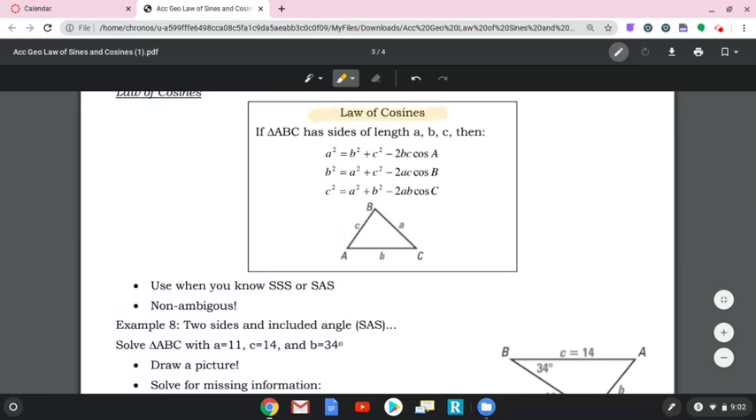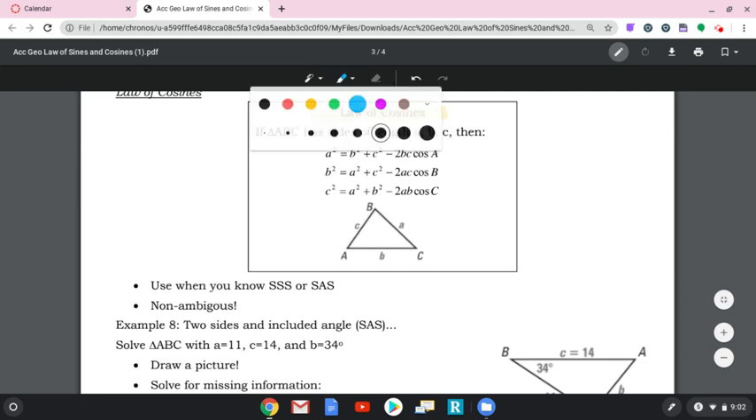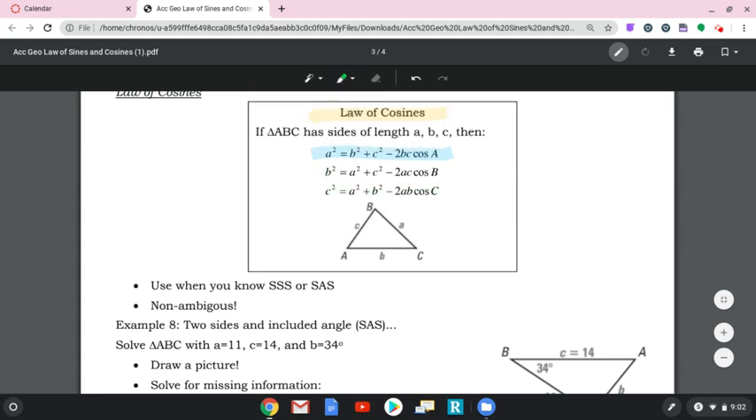We have three equations, and the equation that we use is going to be based on either the angle that we're given or the angle we want to find. In this case, we have three equations: one where we have a squared and a cosine of A, one where we have cosine of B in it, and one where we have cosine of C in it. And really, the angle you want to find or side you want to find will determine which equation we're going to use.